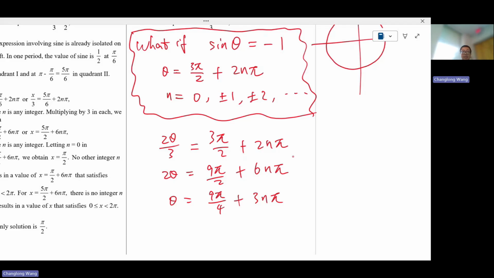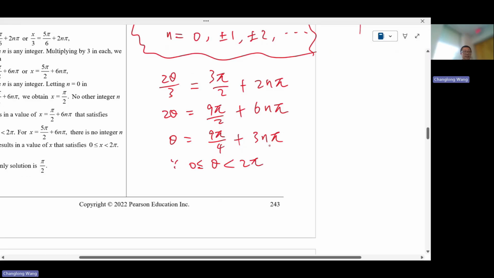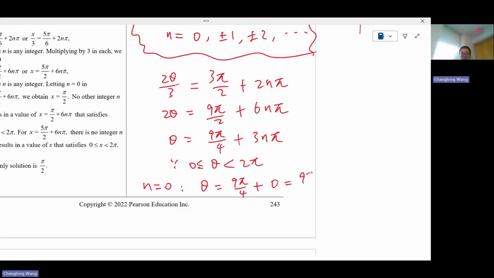Okay, so now remind yourself that they have a restricted domain for theta. It has to be between 0 and 2 pi, right? Since theta has to be greater than 0 and less than 2 pi, right? So now let's fix the n to get as many values of theta that fit into the range. Let me try n equal to 0, right? Would that work? Theta is 9 pi over 4 plus 0, right? It will still be 9 pi over 4, right? Does that fit into the range?